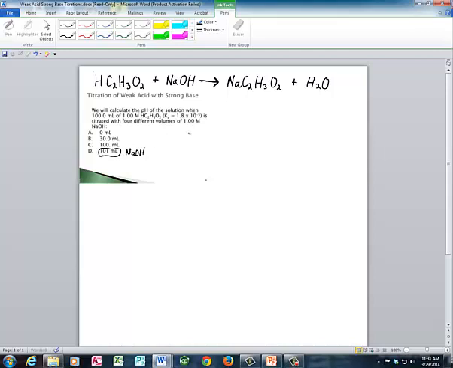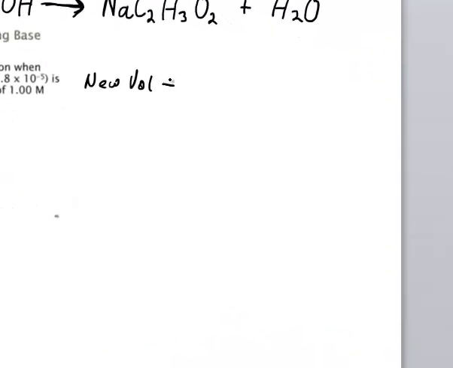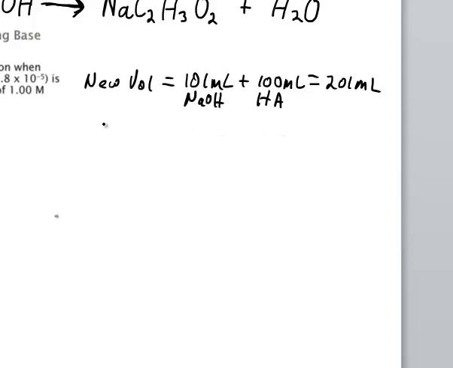So our new volume for this calculation will be equal to the 101 milliliters of sodium hydroxide that we're adding to 100 milliliters of our weak acid, acetic acid, for a total solution volume of 201 milliliters.